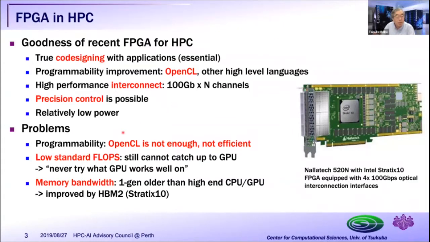The problem is the programming, and also the low FLOPS. We think that the absolute performance of the FPGA is still not reaching that of the GPU. So our goal and strategy is not to use the FPGA instead of the GPU, but to use the FPGA cooperatively with the GPU.